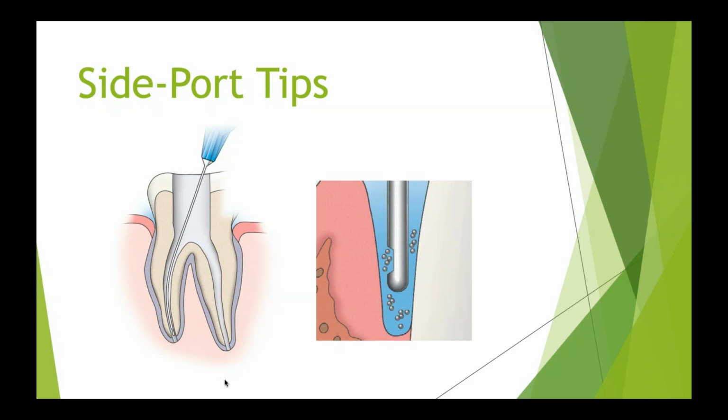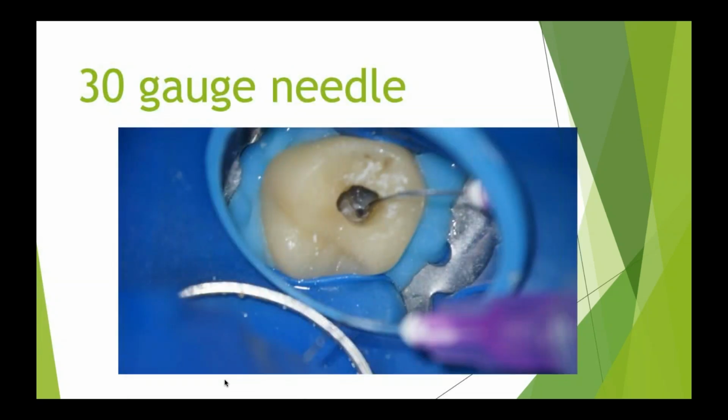We want to try to get our needle within 1 to 2 millimeters of our working length to get our irrigation down in that. And then if we express the irrigation material, we don't want to force it out the end. It's easier to come out the side. So clinically, this is what we're looking at trying to do.